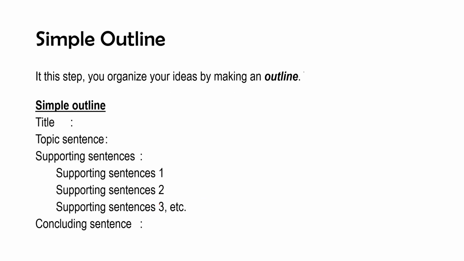We come to the simple outline. To write a descriptive paragraph, first you must consider making a simple outline. In this step, you organize your ideas by making an outline. In this case, I only talk about the simple one, not the detailed one. Perhaps later for the detailed one. A simple outline consists of a title, topic sentence, supporting sentence 1, 2, 3, and then a concluding sentence.